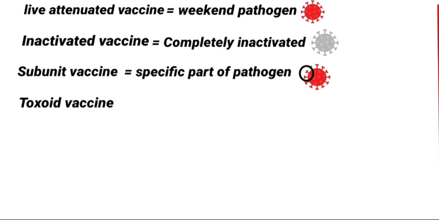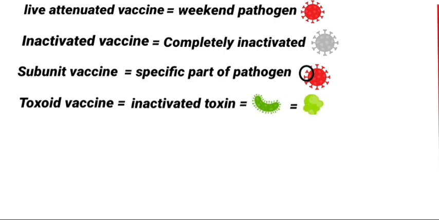Toxoid vaccines. These vaccines are made from weakened toxins. Some bacteria cause illness by releasing toxins. Toxoid vaccines are made by inactivating these toxins. The inactivated toxin will not cause disease but induces the production of antibodies.